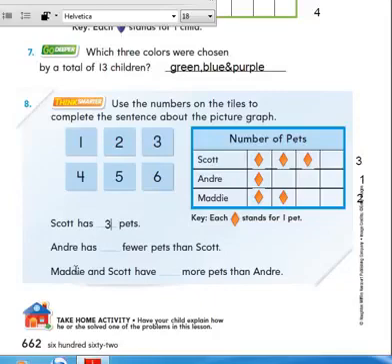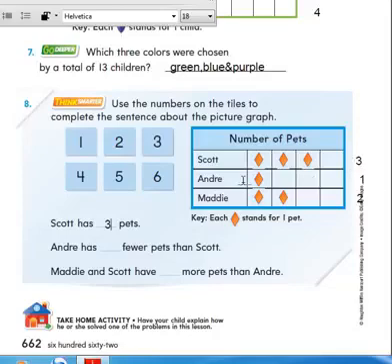Sentence number 2. Andrey has how many fewer pets than Scott? So I will look at the row of Andrey and the row of Scott. I know that Andrey has only 1 pet and Scott has 3. So 1 pet is fewer than 3 by what? We said before, to get how many fewer or how many more, I can subtract: the bigger number minus the smaller number, or we can count from the smaller number to reach the bigger.